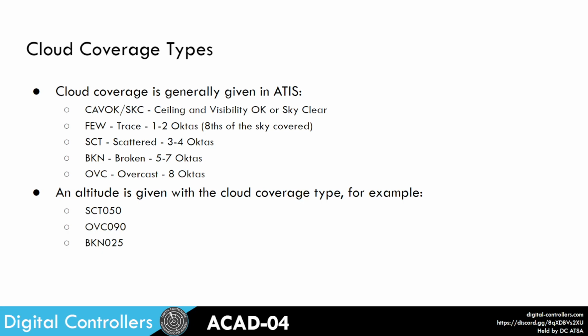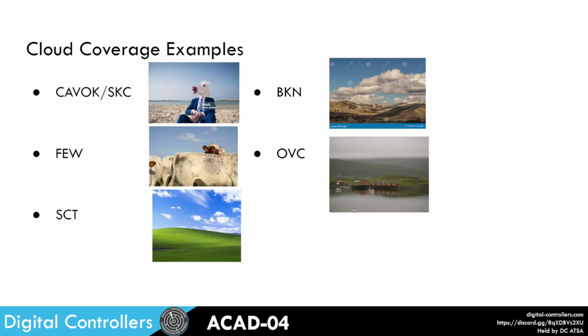When cloud coverage is reported, it is given with the altitude of the cloud base. So, for example, in the first example here, we have scattered at 5,000 feet, overcast at 9,000, and a broken layer at 2,500 feet. And this could be either in height or altitude, depending on where in the world you are. For some visual examples, we have these images. We have CAVOK, few, scattered, broken, and overcast. But they are generally relatively self-explanatory.